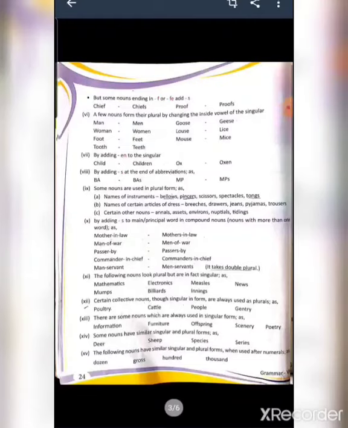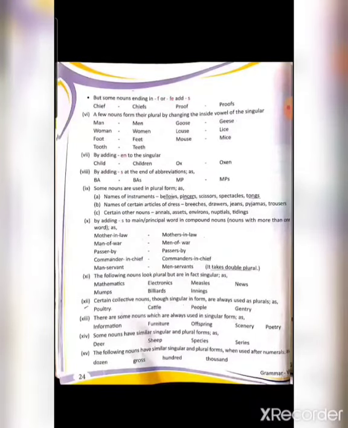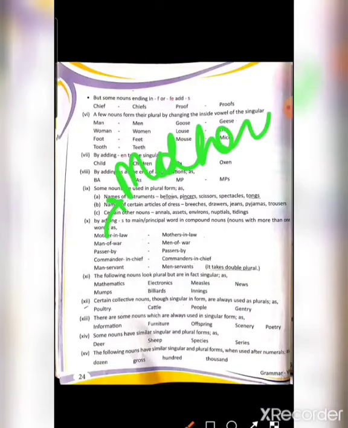So beta, compound nouns are those nouns which have more than one word in them, like mother-in-law, father-in-law, man of war, commander-in-chief. These have more than two or three words, so they are known as compound nouns. Whenever we have to make a compound noun plural, we simply add s to the main word, like mother-in-law will become mothers-in-law.